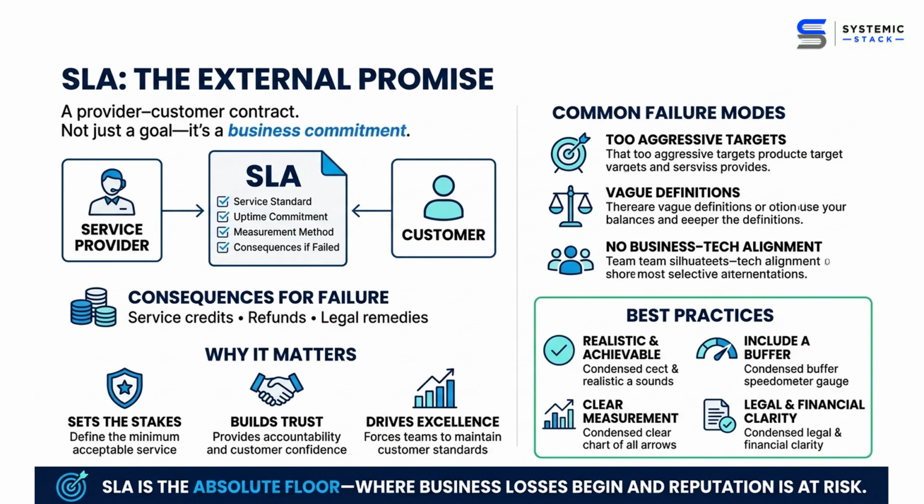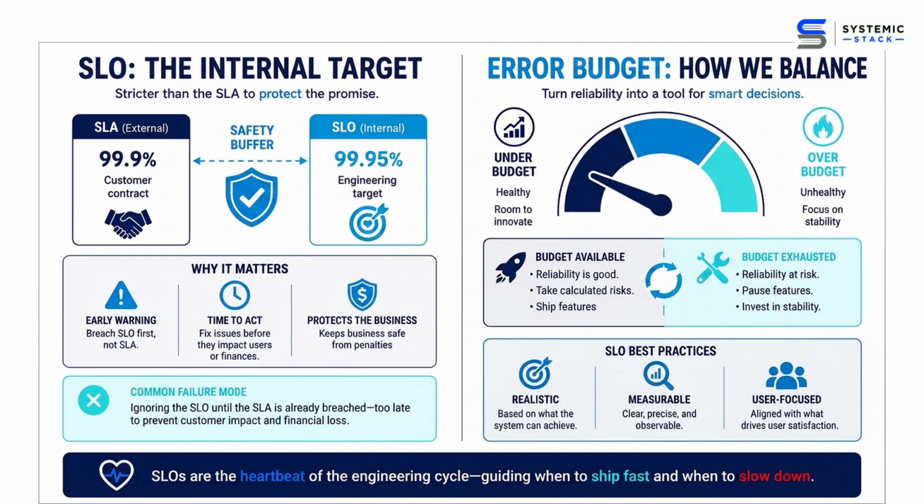You'd never set your SLA at the same level as your internal targets. You always need a buffer. The SLA is the absolute floor, the point where the business starts losing money and reputation. It's the external commitment that forces the technical team to maintain a certain standard of excellence to keep the company viable. Moving inside the company, we have the SLO or service level objective.